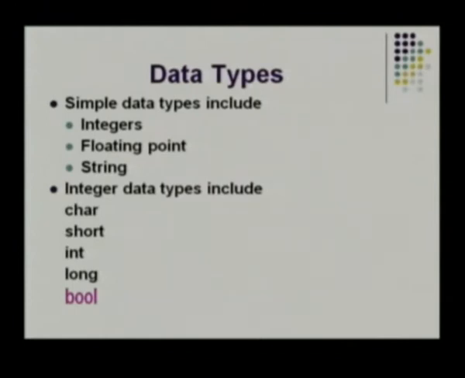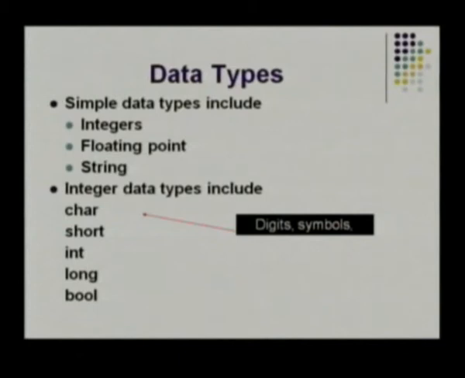Boolean data type is a new data type that is introduced here. It can have only 2 values: it can either be true or false, or either 0 or 1. Boolean data type is mainly used in relational operators, where the output of the comparison can be either true or false. The character type can hold digits as well as symbols.